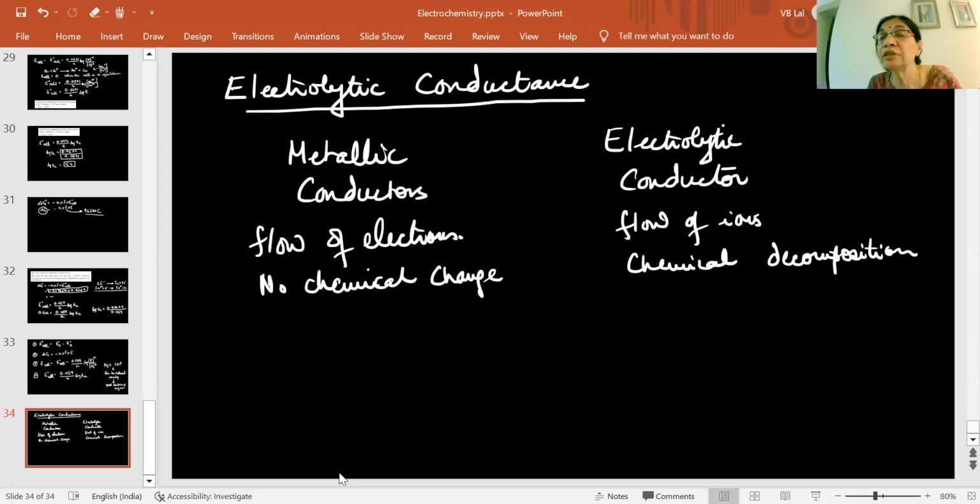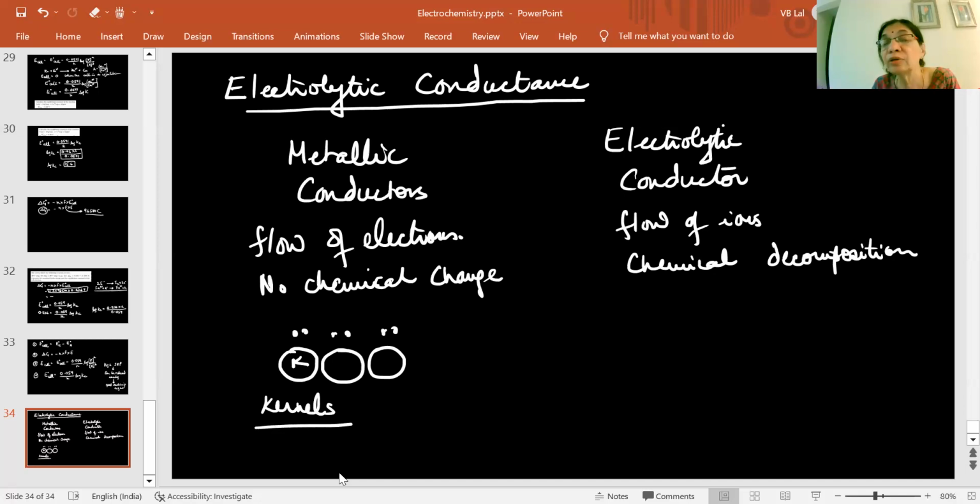So the resistance in case of metallic conductors, you should understand metallic bonding. This is one metal atom, this is another, and this is another. And these are the electrons in the outermost shell, right? This is called the kernel. So they have kernels, and the outermost electrons are the ones which are responsible for flow of current.